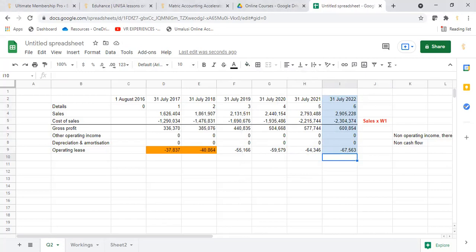Okay, so that was that. The next one is operating expenses. Operating expenses is in note number 5.